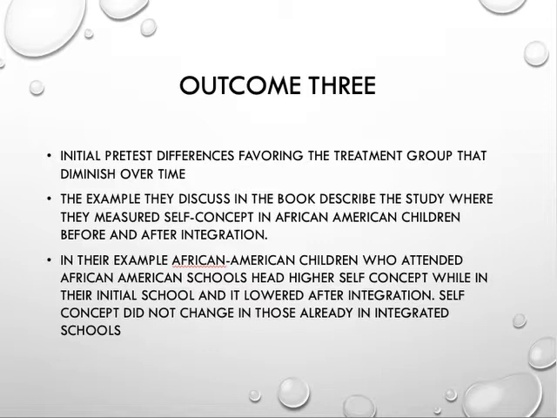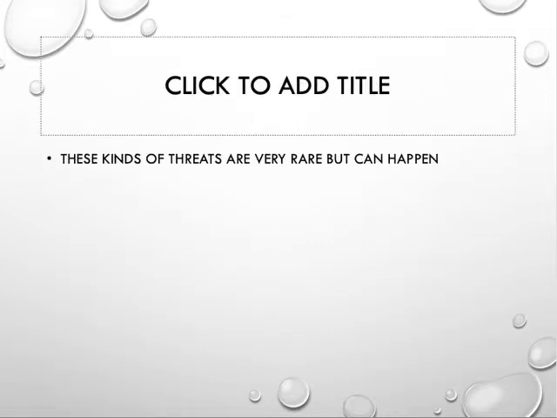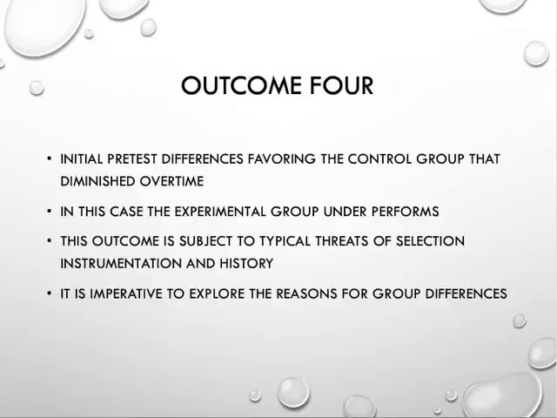Self-concept did not change in those already in integrated schools. So what we're looking at here is that you had these black students that were in a segregated school, and they had peer groups, and they had all of these things already intact. And then we moved them to an integrated school, and their peer groups would have gotten dissolved, and a lot of changes would have happened. There would have been likely bullying, there would have been all these things, so their self-concept might have gotten lower. However, if they were already in integrated schools, those things would have found their way out and worked themselves out over time. These kinds of threats are very rare but can happen.